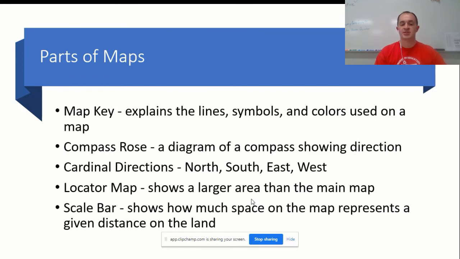And then there is a scale bar. The scale bar shows how much space on the map represents a given distance of land. So an inch on the map would be relative to a mile. So every inch going across the map would actually be 1 mile. So you could measure out with a ruler and see if it's 5 inches from one location to another. In the real world, it would be 5 miles from one place to another.